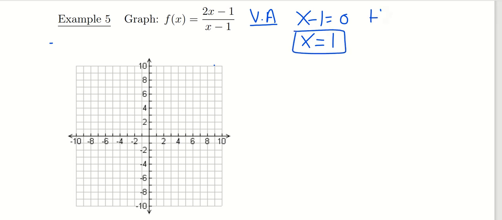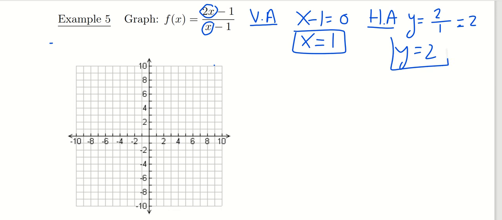The next thing we want to do is look for the horizontal asymptote. Remember, this is done by comparing the highest power of x in both numerator and denominator. The highest power of x in the numerator is x to the first. The highest power of x in the denominator is also x to the first. So because they have the same highest power, that means that the horizontal asymptote is going to be the ratio of those leading coefficients. So it's going to be the equation y equals 2. So we do have a horizontal asymptote. The next thing we're going to do is look for the x-intercepts and the y-intercepts.